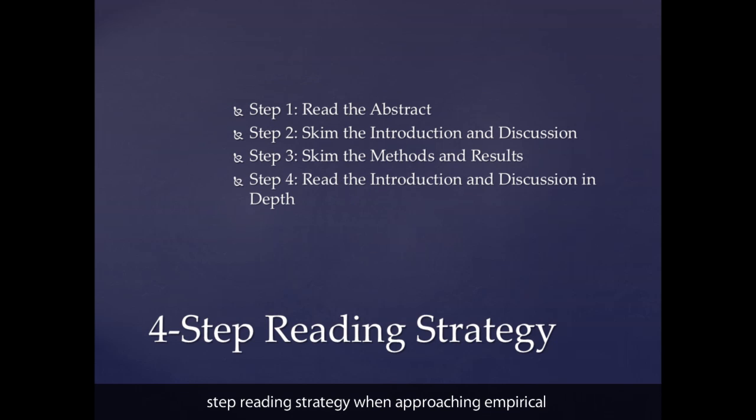So, a four-step reading strategy when approaching empirical articles involves step 1, reading the abstract, step 2, skimming the introduction and discussion, step 3, skimming the methods and the results, and finally, step 4, reading the introduction and the discussion in depth if you discover that the article is relevant.